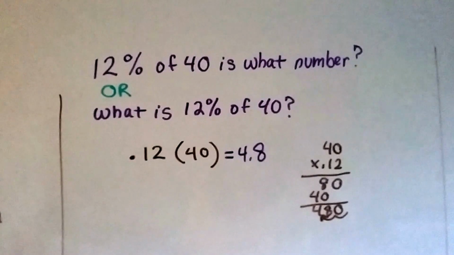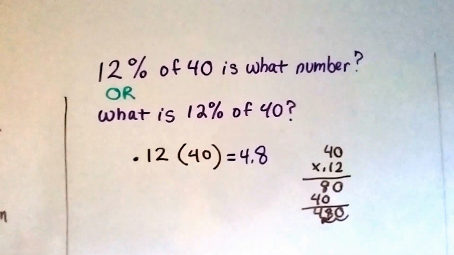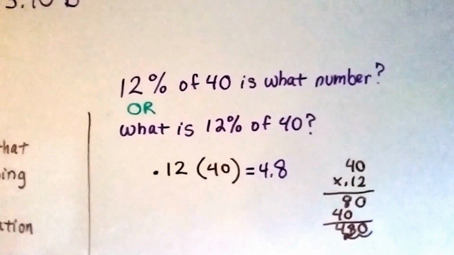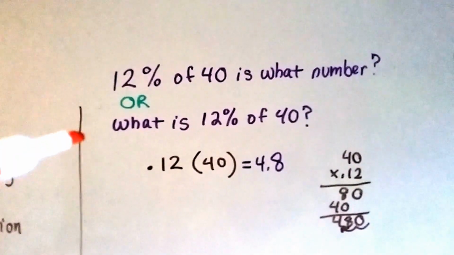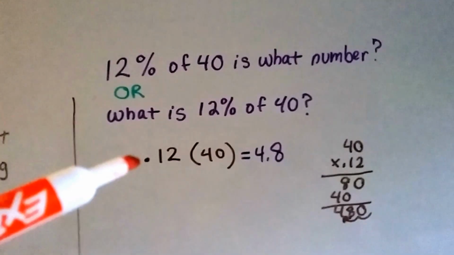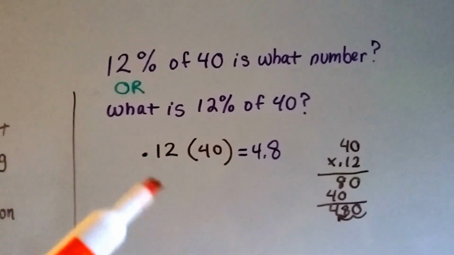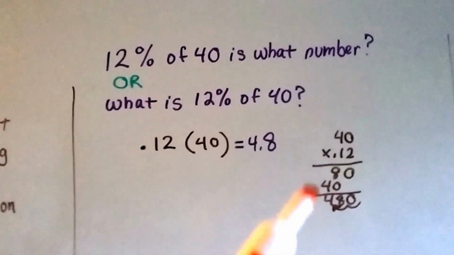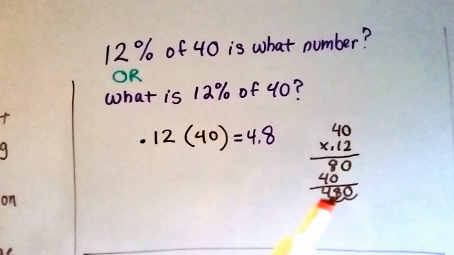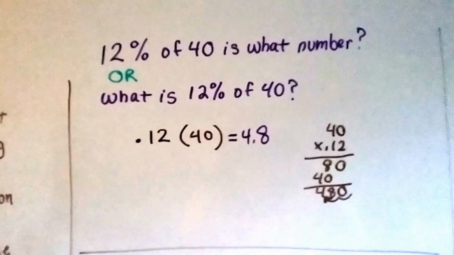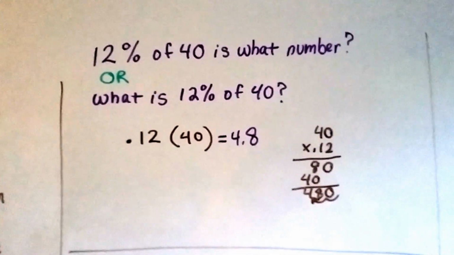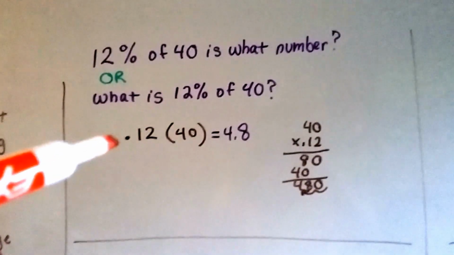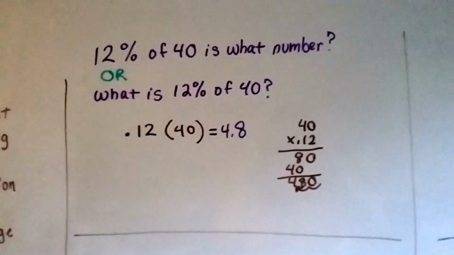12% of 40 is what number? Well, we could also say, what is 12% of 40? What we need to do is turn this into a decimal. So we take away the percentage sign and put a decimal point in front of it, and then we multiply this 0.12 times the 40. There's 2 hops in the equation, so there's 2 hops in the answer, so it's 4.8 as our answer. You're going to want to write these down, that if either one of these is the question, that is how you get the solution.